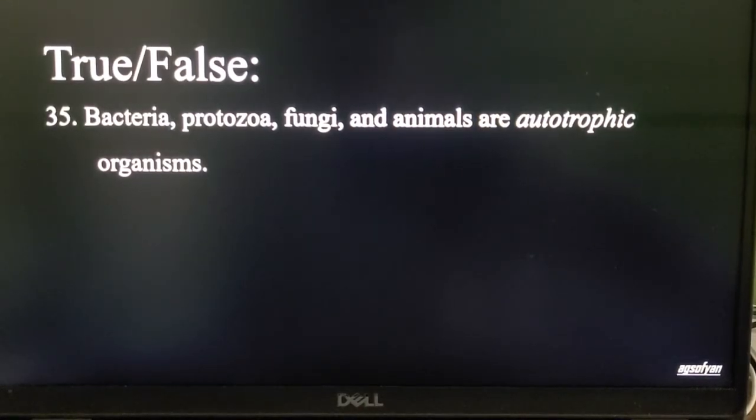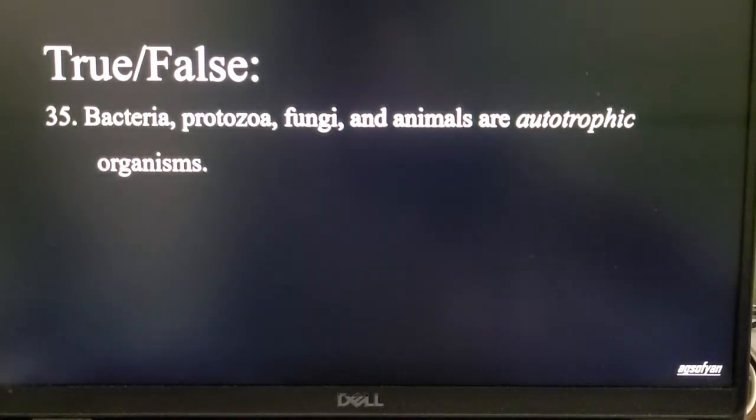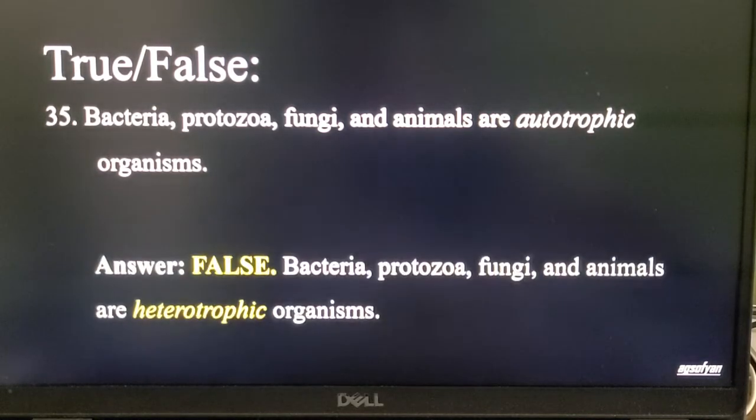Number 35. Bacteria, protozoa, fungi, and animals are autotrophic organisms. True or false? Choose your answer. The answer should be false. Remember, autotroph means they are able to make their own food.